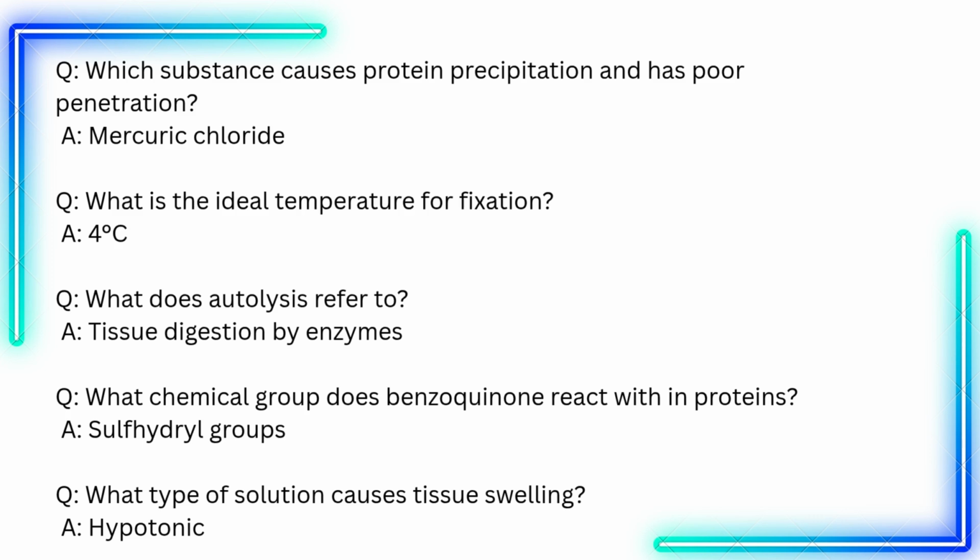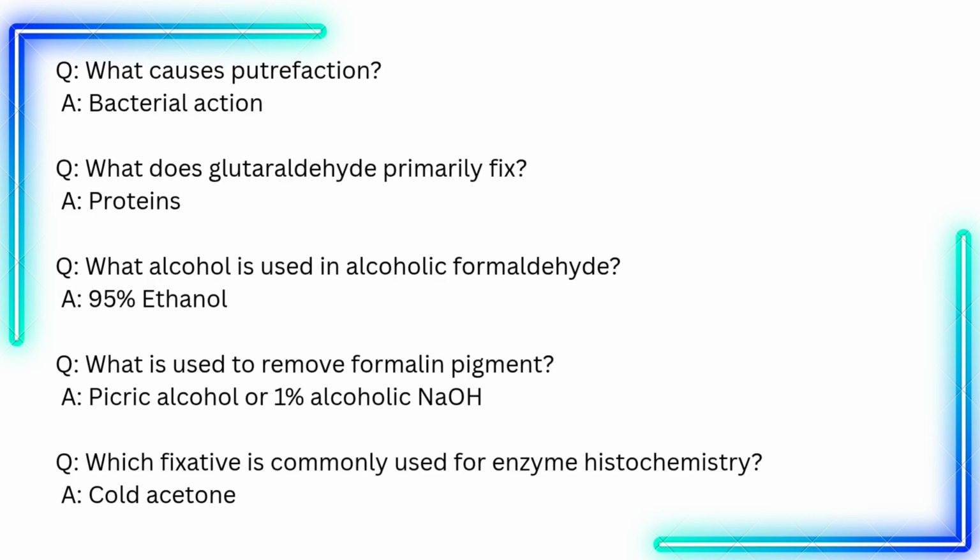Hypotonic. And what causes putrefaction? Bacterial action. And what does glutaraldehyde primarily fix? Proteins. The alcohol which is used in the alcoholic formaldehyde, 95% ethanol. What is used to remove formalin pigment? We use picric alcohol or 1% alcoholic NaOH.